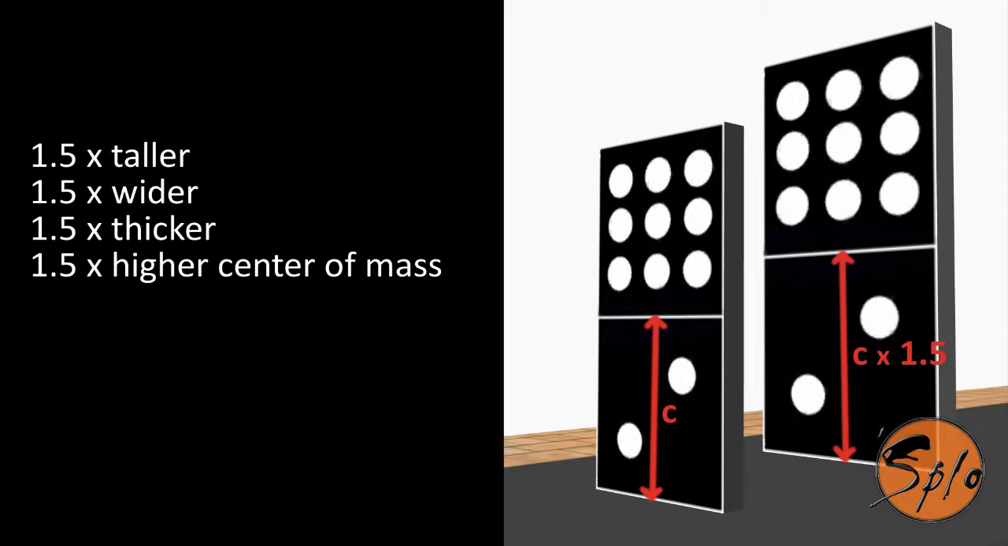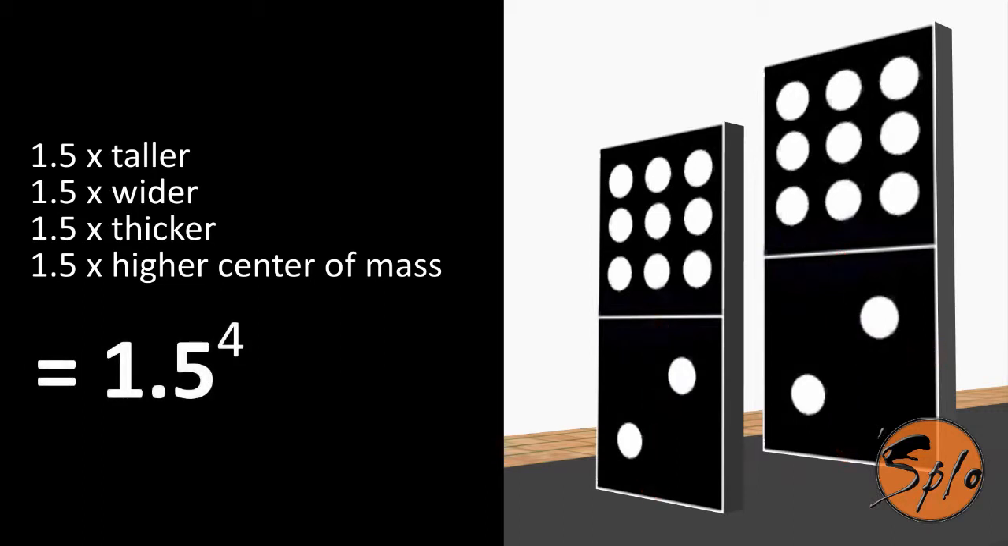Therefore, as each domino falls, it multiplies the energy from the previous domino by 1.5 to the 4th power. That is, as each domino falls, the energy released by the domino is 5 times the energy released by the previous domino.